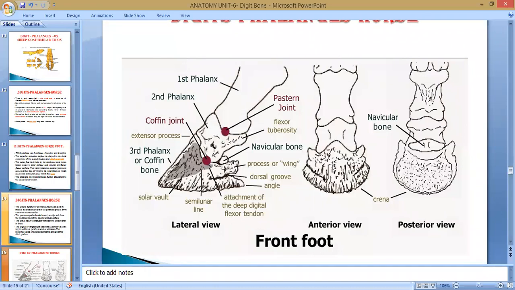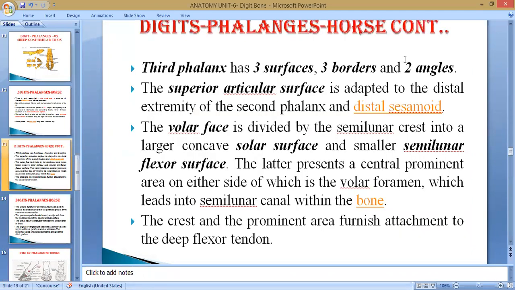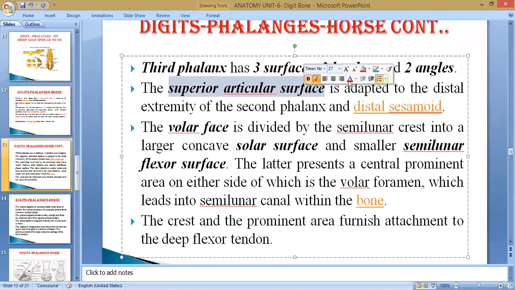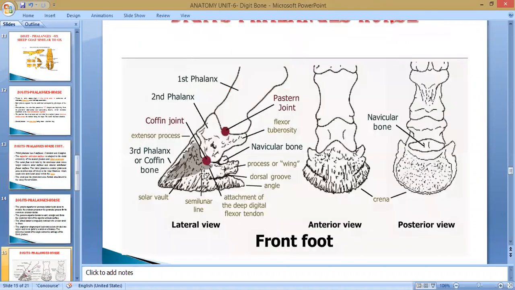And this is the third phalanx. You see here, this is the third phalanx. This is the plantar surface, the solar surface. This is the superficial surface. So for the description of the third phalanx, it contains three surfaces, three borders, and two angles. Out of three surfaces, one is the volar surface. We have already seen the solar surface, meaning the one that comes in contact with the ground. And another, facing towards the upper part, is the superficial articular surface. So one surface from here to here, the second surface this one, and the third surface this area.